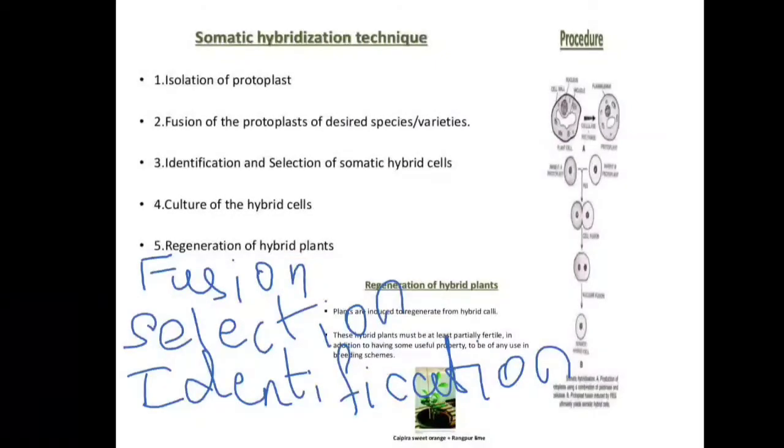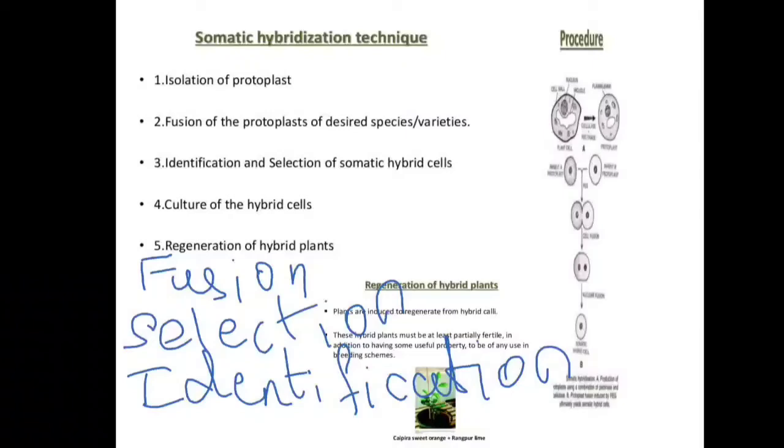And in the last one, that is the induced fusion method, the freshly isolated protoplasts can be fused by induction. Okay, so there are several fusion inducing agents which are known as fusogens. These fusogens are NaNO3 and polyethylene glycol. This polyethylene glycol is known as PEG. And also lysozyme and dextran are fusogens which are used to produce the induced fusion.